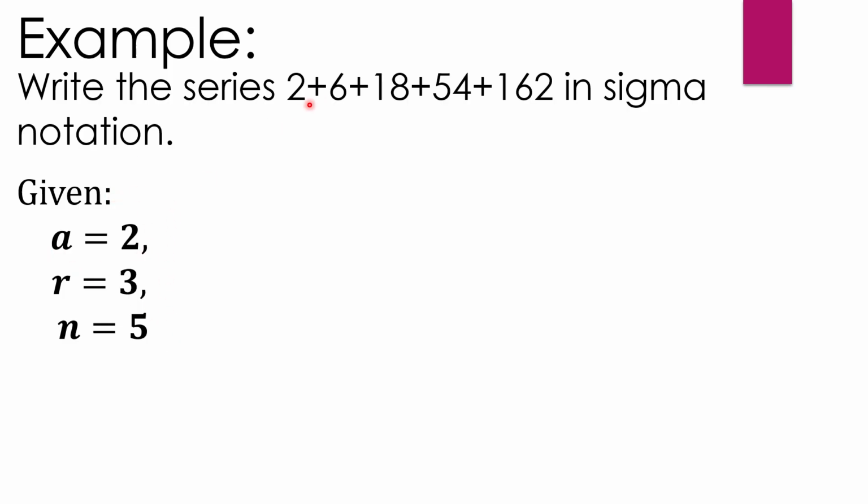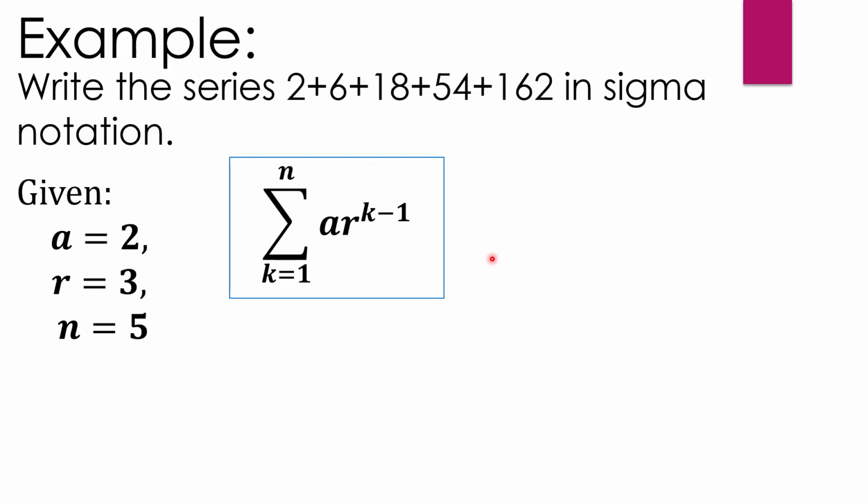The first term, the 2; the common ratio, 3, multiplied by 3 each term; and the nth term is 5 because we have 5 terms in our given. Then copy the sigma notation formula, not the expanded one, because later on we're going to do that. But now we're looking for a sigma notation. Okay? Just write in sigma notation. No expanding. So just simply substitute all the values.